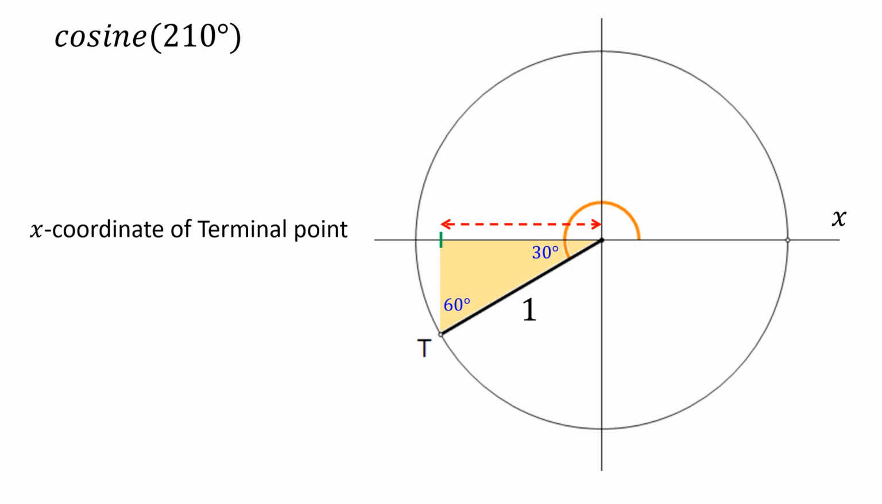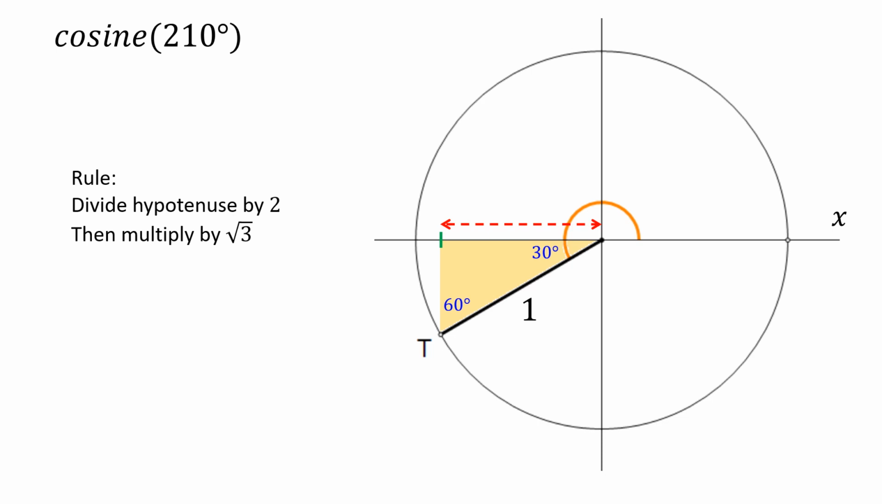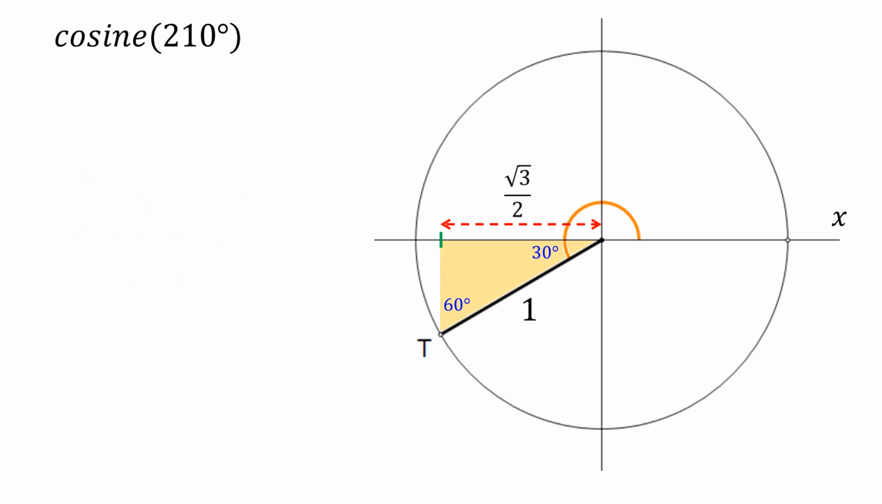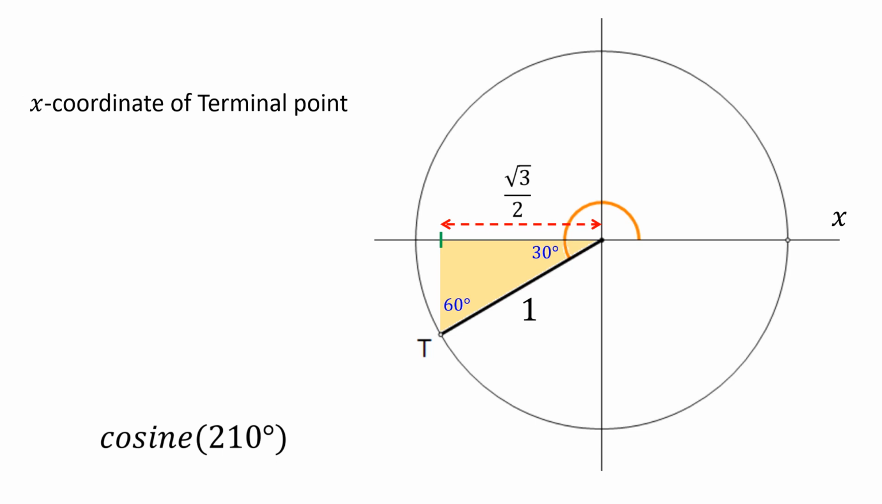This distance is the x-coordinate, but as you'll recall from your study of 30-60-90 triangles, the short leg is always half of the hypotenuse, and the long leg is always radical 3 times the short leg, and so that tells us the distance we're looking for. The cosine, being the x-coordinate of the terminal point, is therefore negative radical 3 over 2. You'll notice that the green mark is in the section of the x-axis where negative coordinates are.